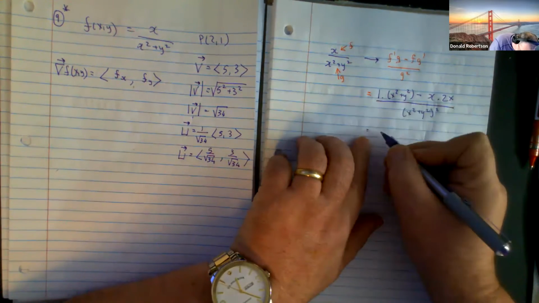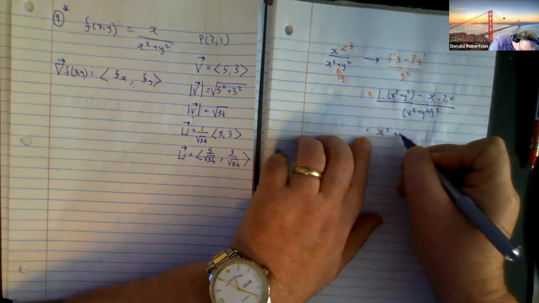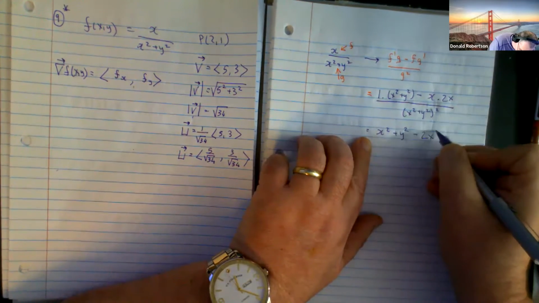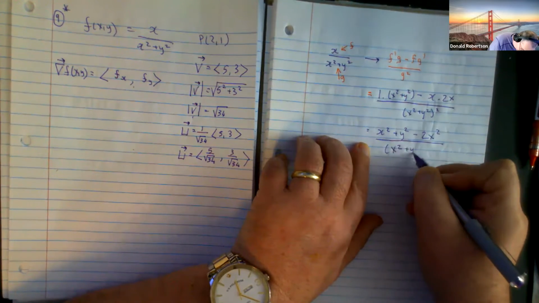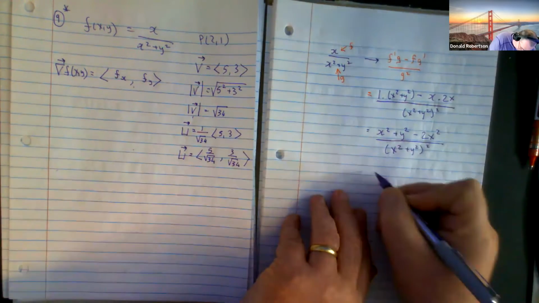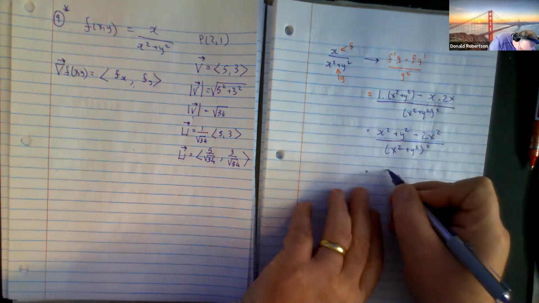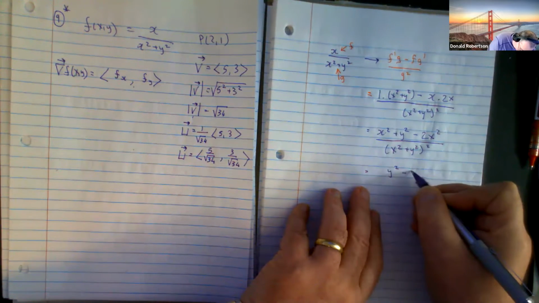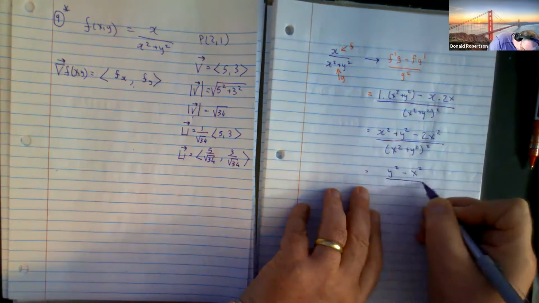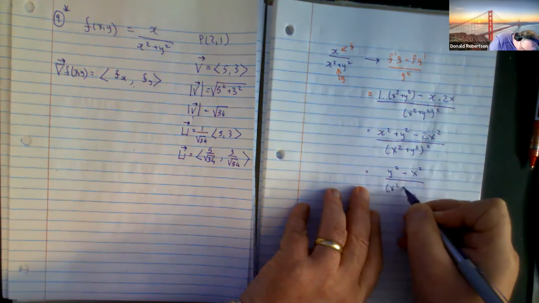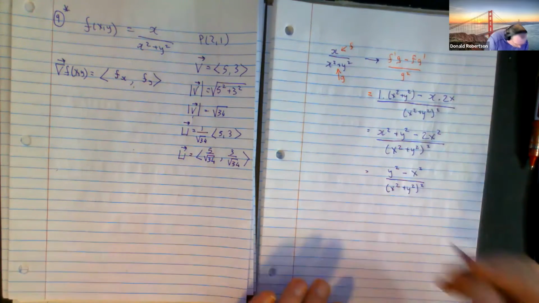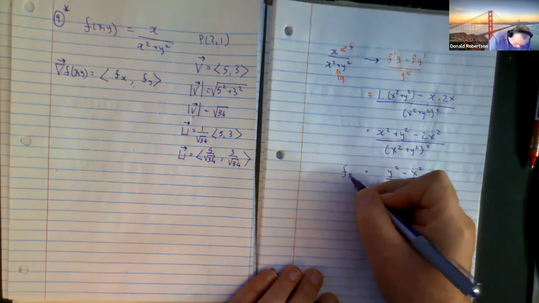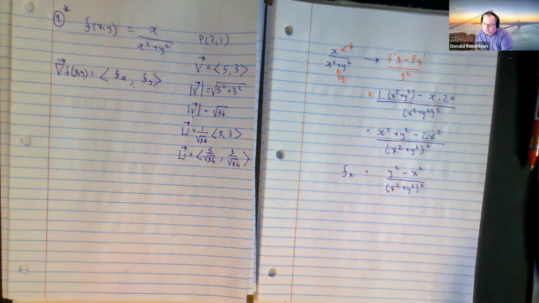If you multiply that out, you have 1x squared plus 1y squared, take away 2x squared. And we leave the bottom as is. And that partially cancels out that. So now I have y squared, take away x squared, all over x squared plus y squared, squared. Are you okay with that being the first answer?